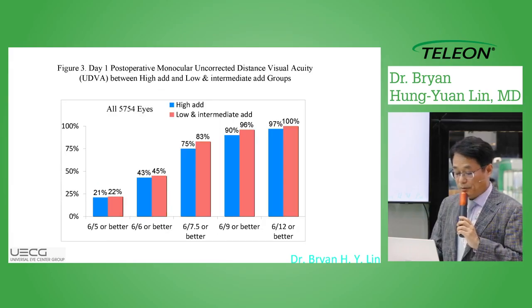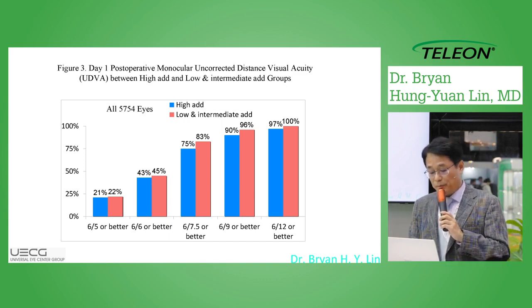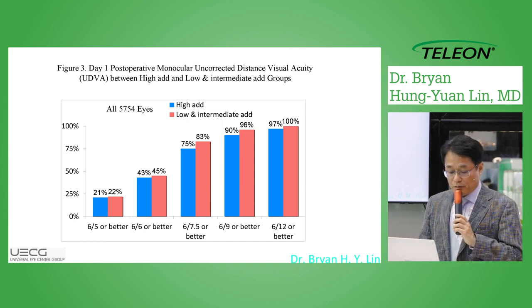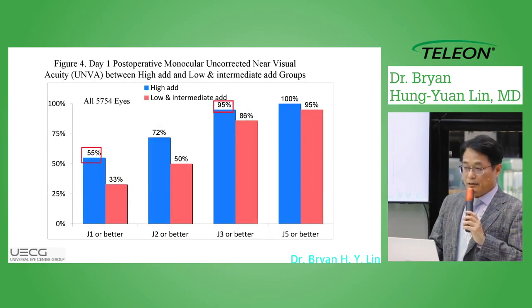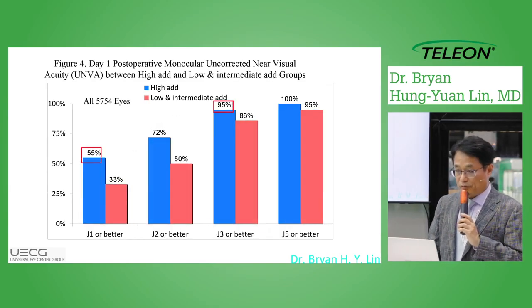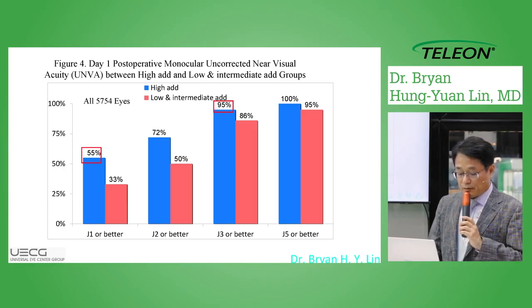On day 1 post-op, there was no significant difference in UDVA between the high-add group and the intermediate to low-add group among these eyes. This figure shows the post-op UNVA result, where 95% of eyes in the high-add group achieved J3 or better for near vision, and 55% achieved J1 or better.